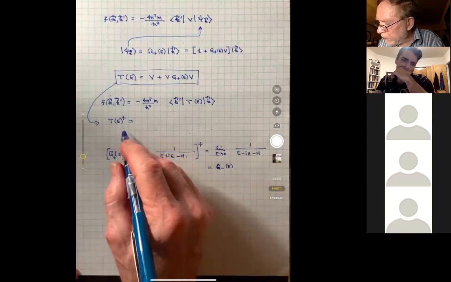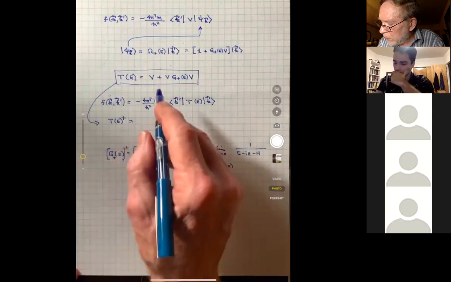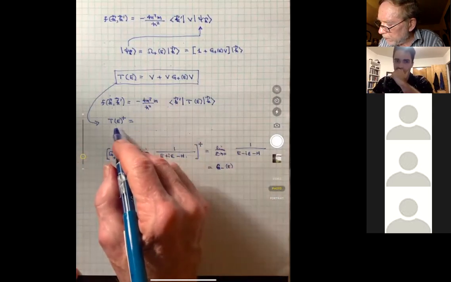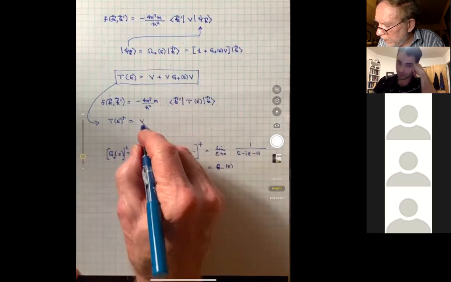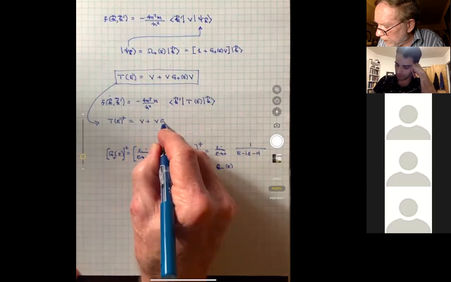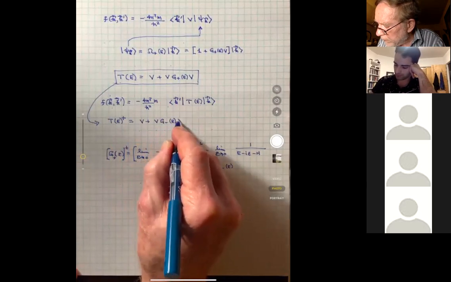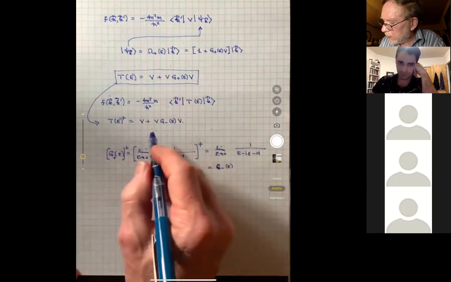So T of E dagger involves the G of E dagger. This gives us V plus V times G minus of E times V, you see? So it's not the same operator.